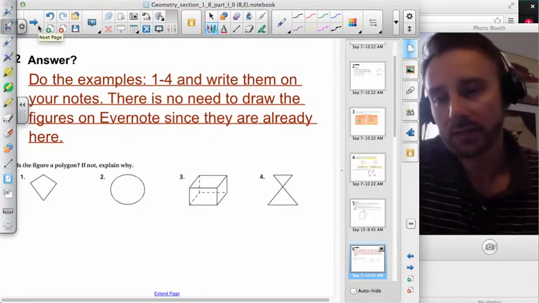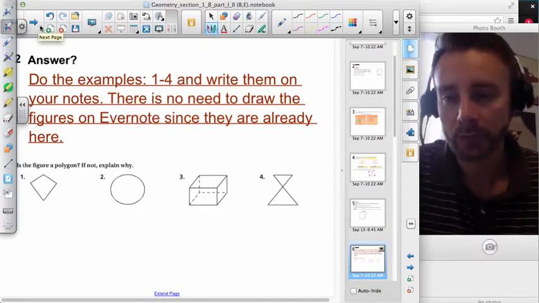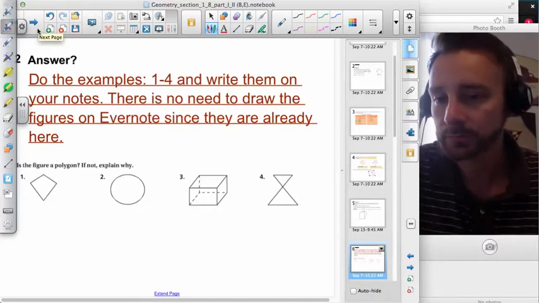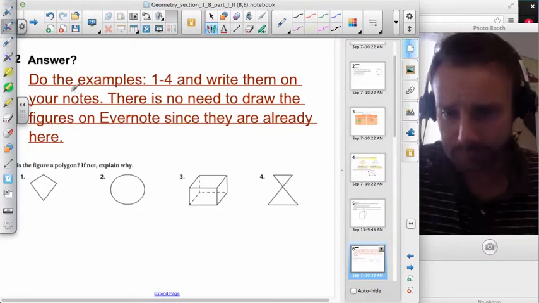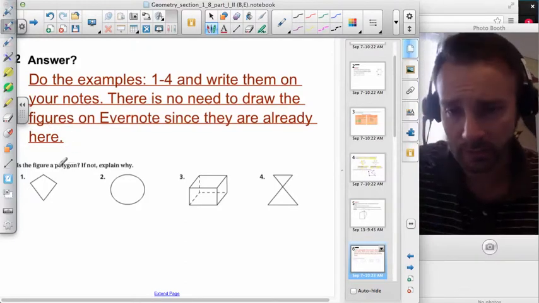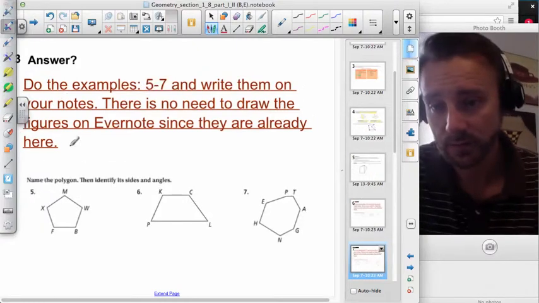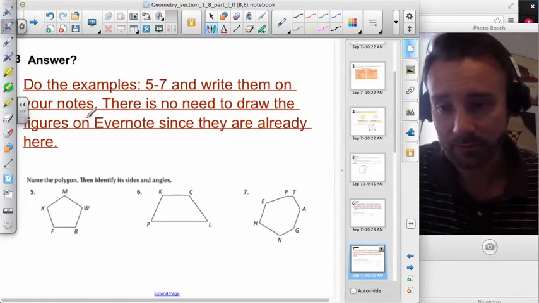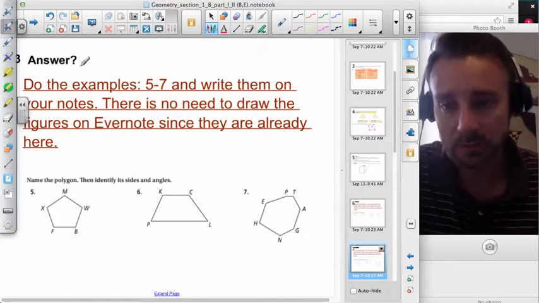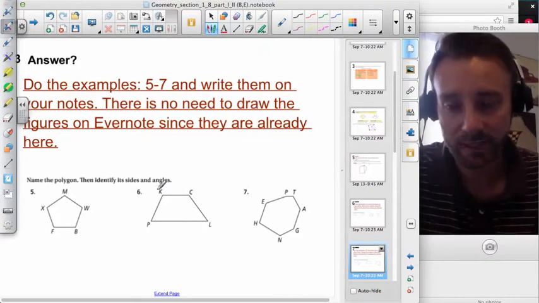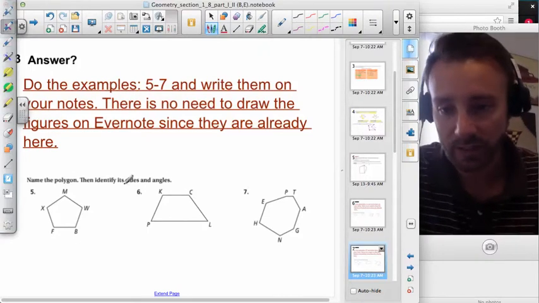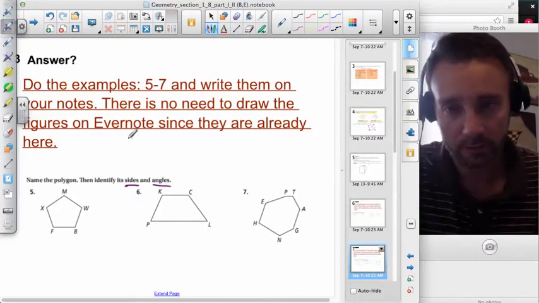Just answer in your notes. For figure 1, say what kind of polygon it is, and whether or not it is a polygon. In the other example, from 5 to 7, name the polygon and identify its sides and angles. So you need to list which ones are the sides and which ones are the angles.